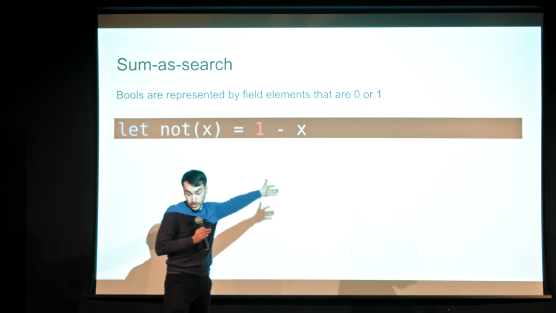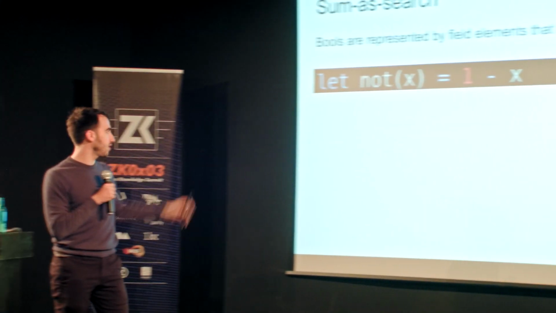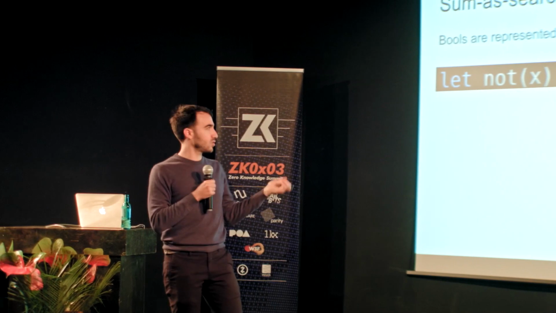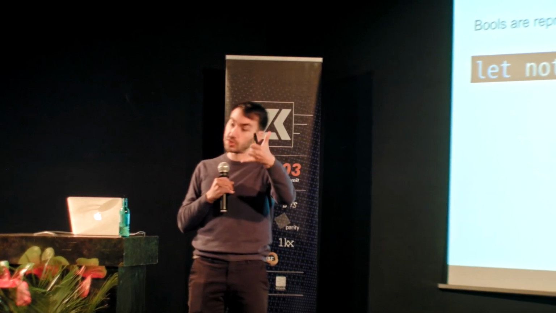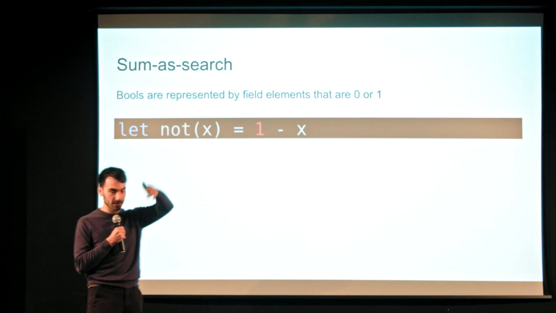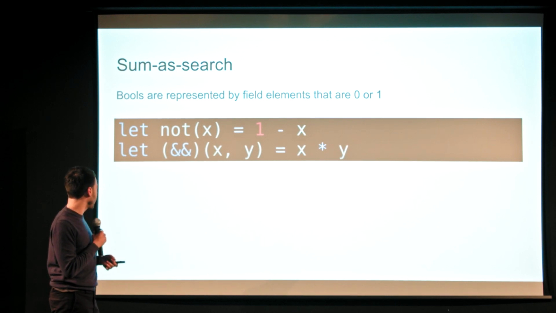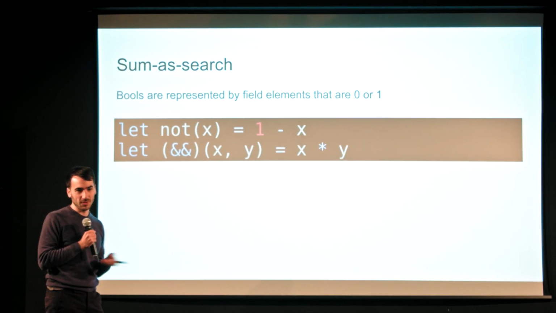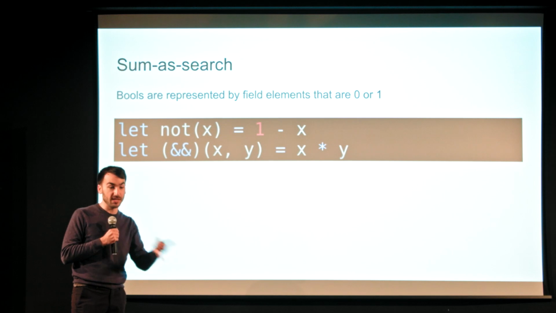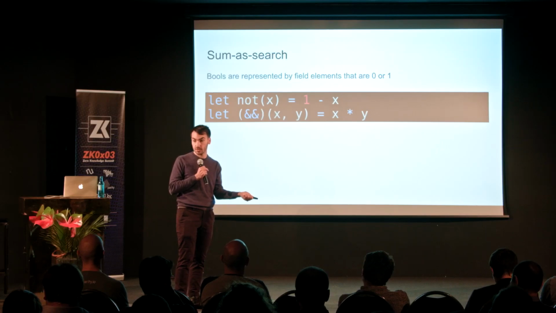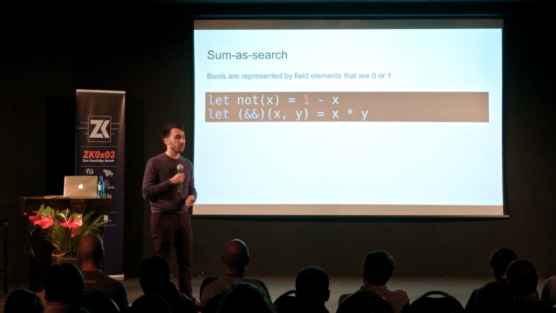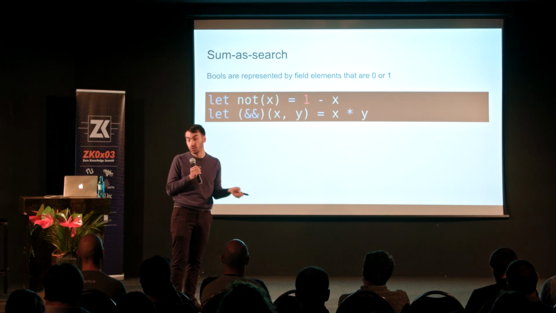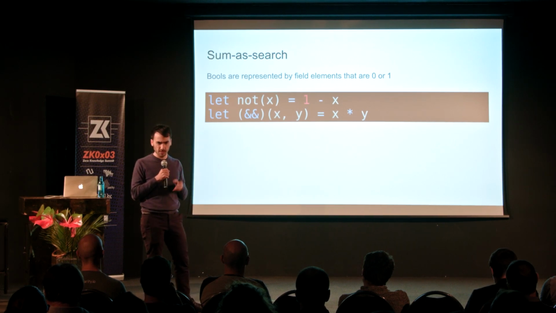It's 1 minus x, right? Because if x is 0, then 1 minus 0 is 1. If x is 1, 1 minus 1 is 0. So it's not, right? We got and. It's just multiplication, right? Because 0 times anything is 0. Like false and anything is false. And true is 1, so it's 1 times 1. Make sense?